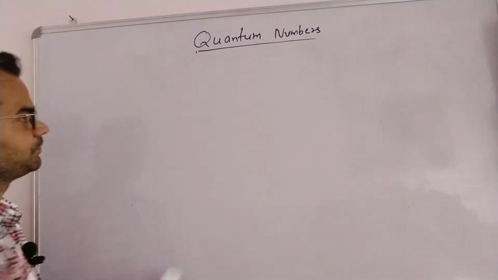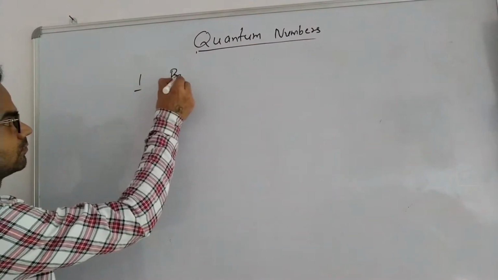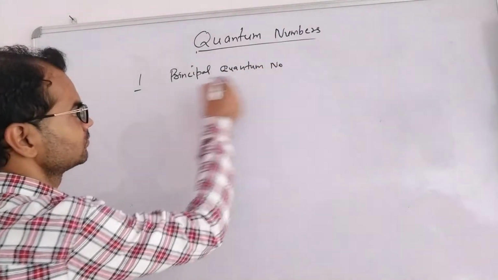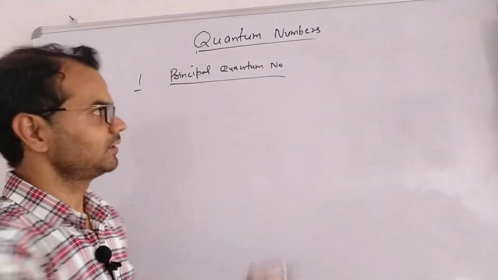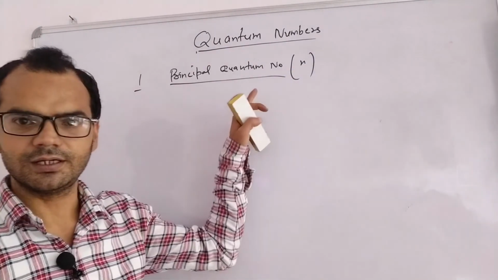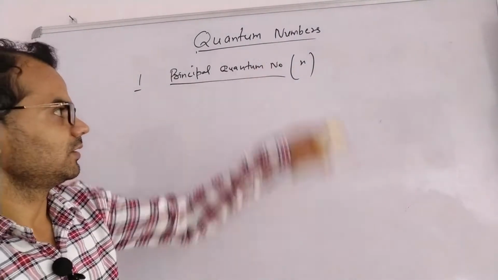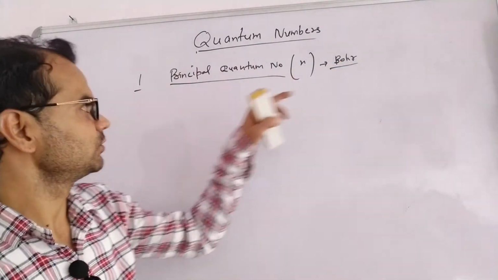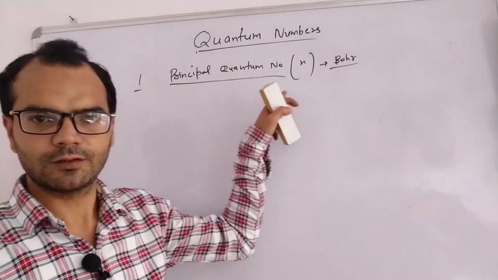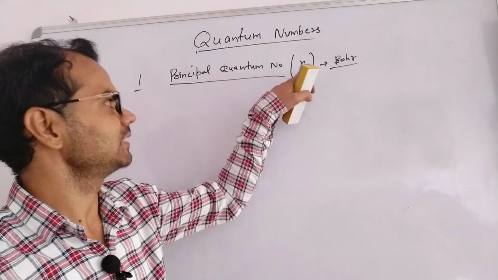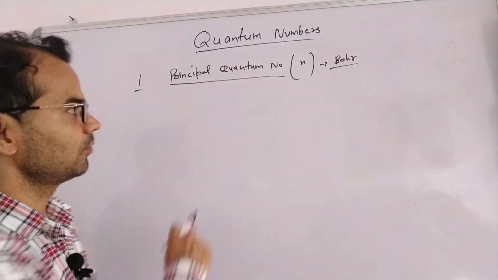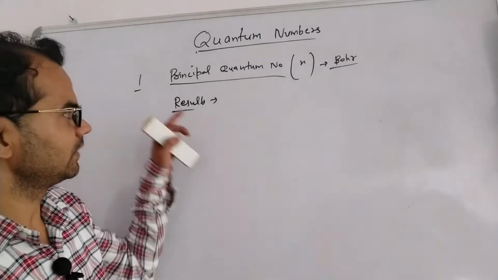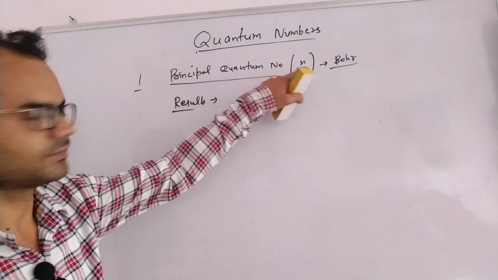The first quantum number is the principal quantum number, denoted by small n. It was given by Bohr. Bohr introduced the first quantum number, the principal quantum number. By knowing this n, the principal quantum number, we can obtain these results. What information or results can we obtain by using this n?